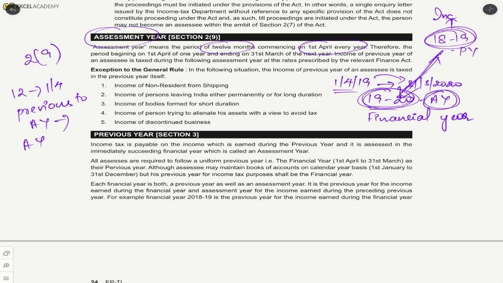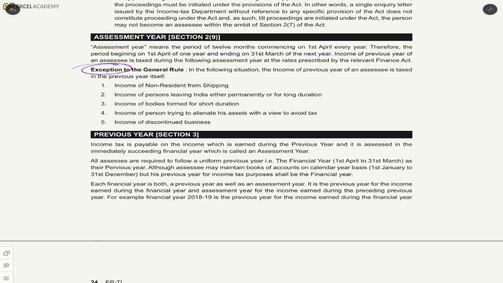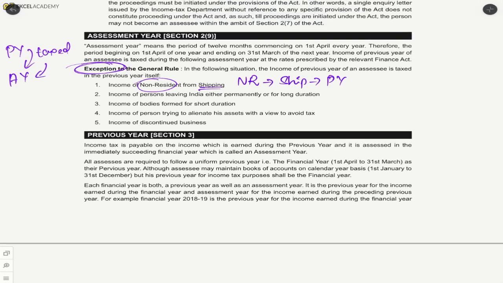which is our assessment year. But there are few exceptions to this rule wherein your previous year income is filed in the previous year itself, rather than the assessment year. Of course, taxed as well as return filing will also happen in the assessment year for the general case. But what are these exceptions now? Income of non-resident from shipping. So if there is any non-resident who is into shipping business, then his income will be taxed in the previous year itself. Income of persons leaving India, very importantly, permanently or for a long duration.